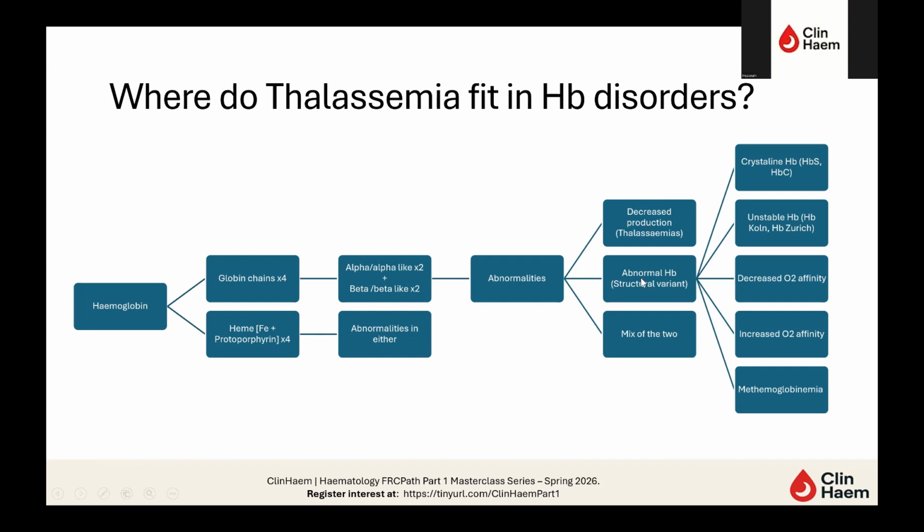And then if these abnormalities result in an abnormal hemoglobin, it could be one of these. So if they crystallize, for example, deoxyhemoglobin in sickle cell would form a sickle-shaped crystal, that's HbS. Or they could become unstable hemoglobins, become a hemoglobin with reduced or increased oxygen affinity, or cause methemoglobinemia. It can be a mix of the two as well.